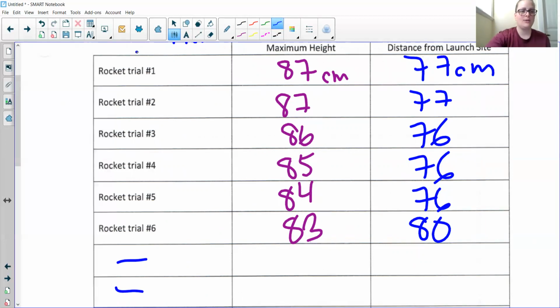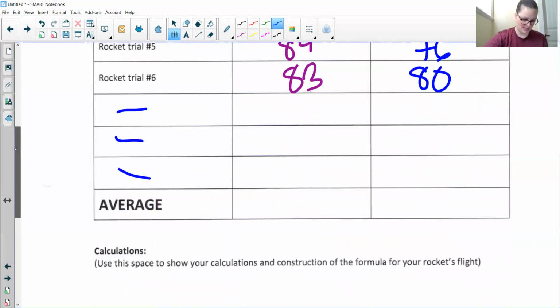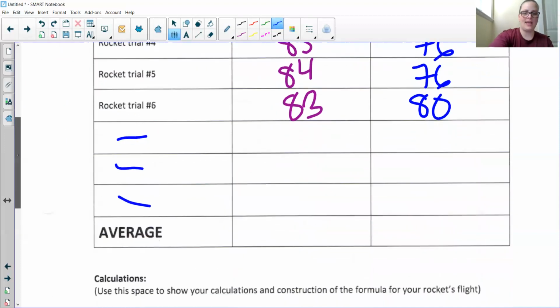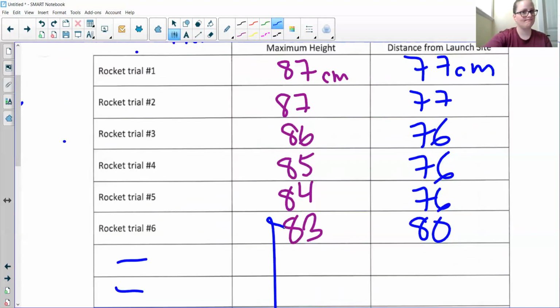And in this case, my average is that it was 70. Ooh, I don't know why it does that sometimes. 71.5 does not look right. I'm going to redo that. All right, so 87 plus 87 plus 86 plus 85 plus 84 plus 83 divided by 6 trials. That's better. It's 85.3 is my average.